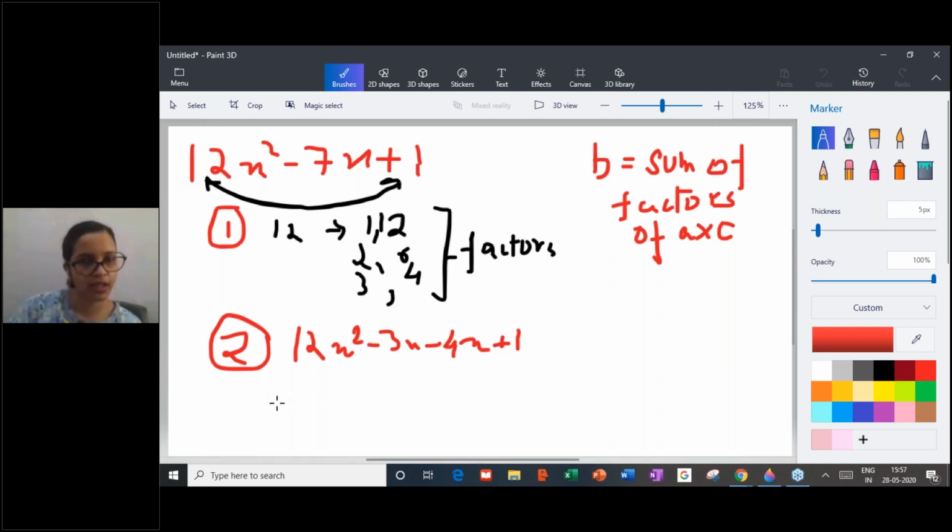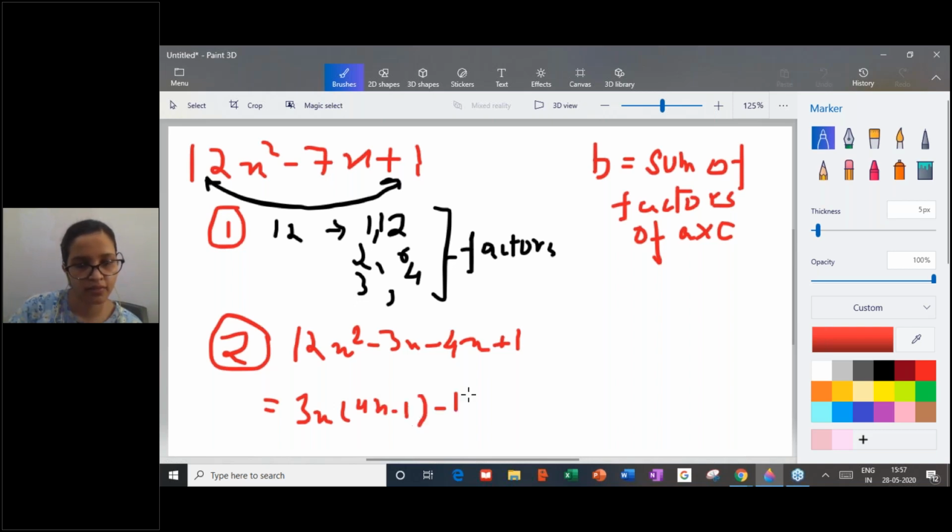So now when I solve this, this will become 3x into 4x minus 1, minus 1 into 4x minus 1, correct? What you do, you take the common bracket out, so it will be 4x minus 1 into 3x minus 1. These are the two factors, and we have successfully factorized the polynomial. Got it?